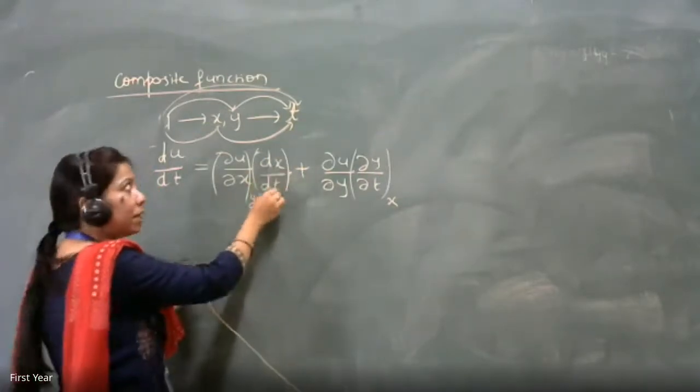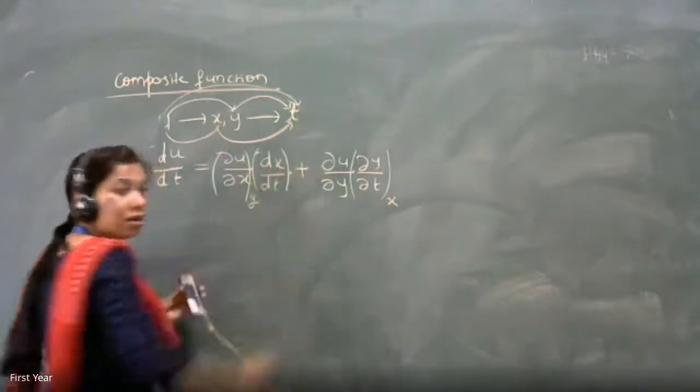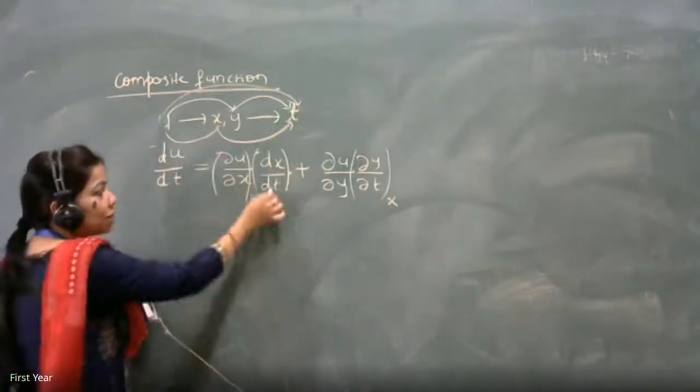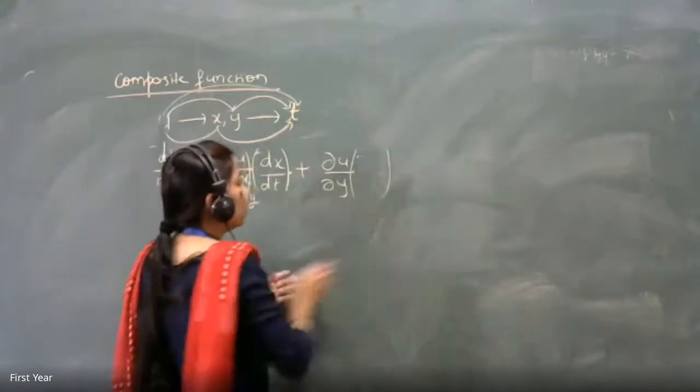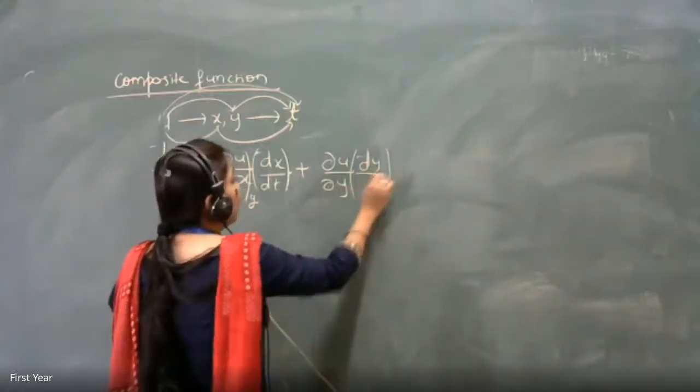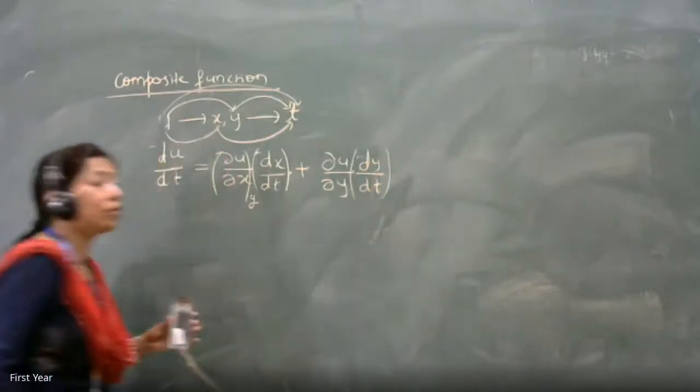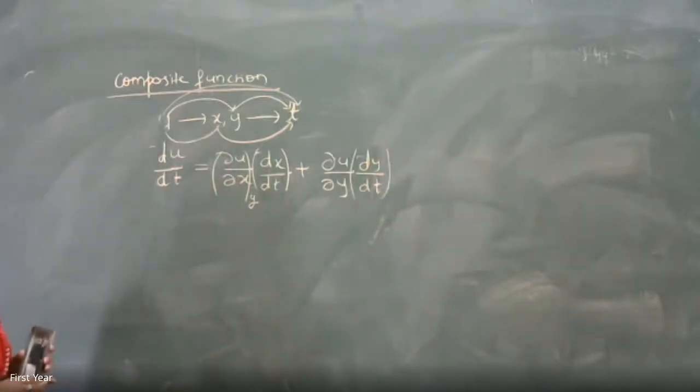x अकेला t पर depend है. x यहाँ पे t और r है क्या? नहीं. So that will be dx by dt. U with respect to y will be partial and this will be dy by dt. So it is a mixture of ordinary and partial derivatives. Are you getting it? Yes.